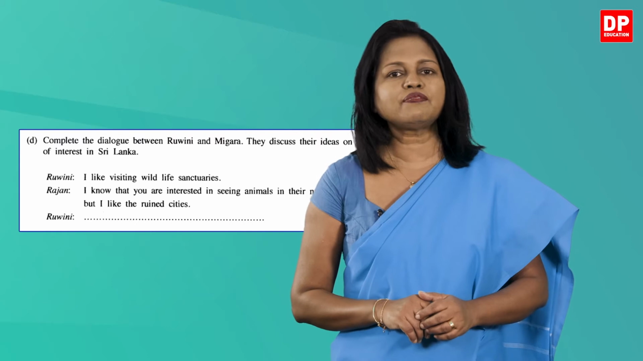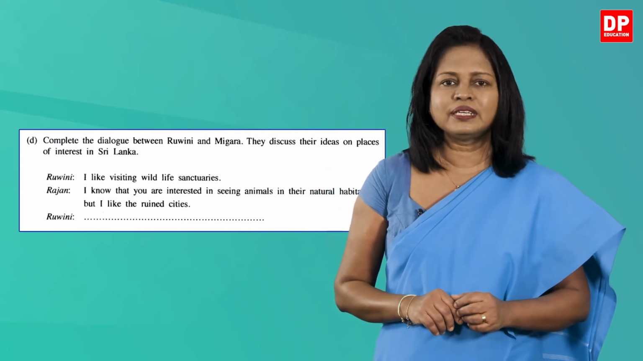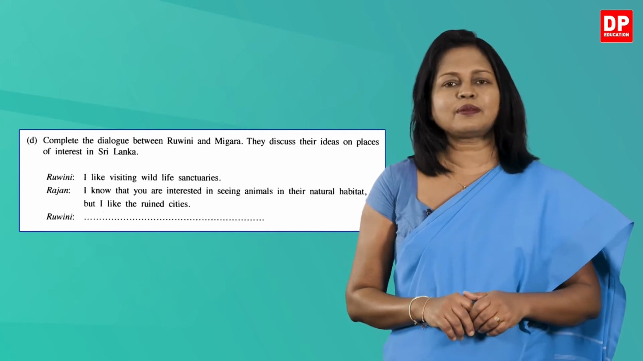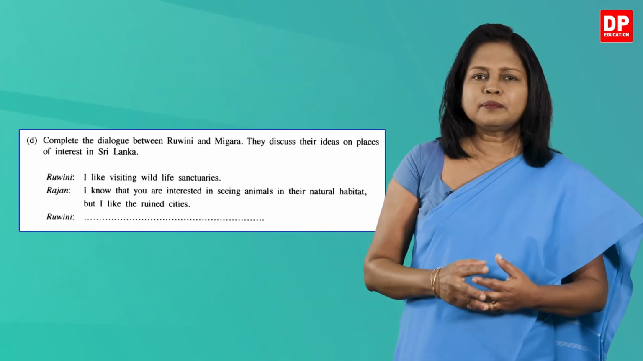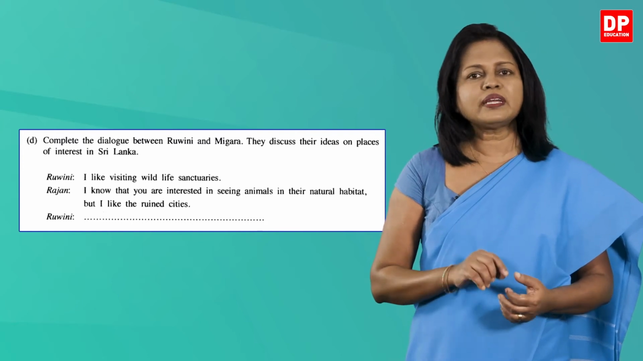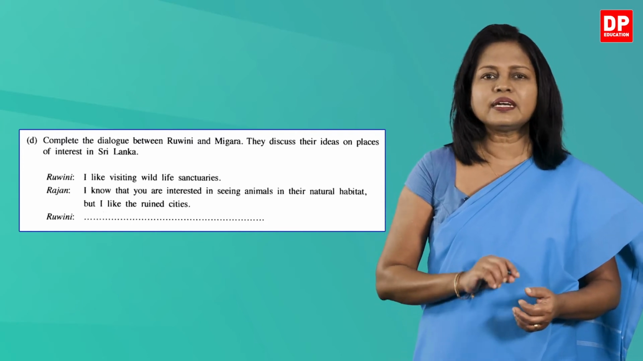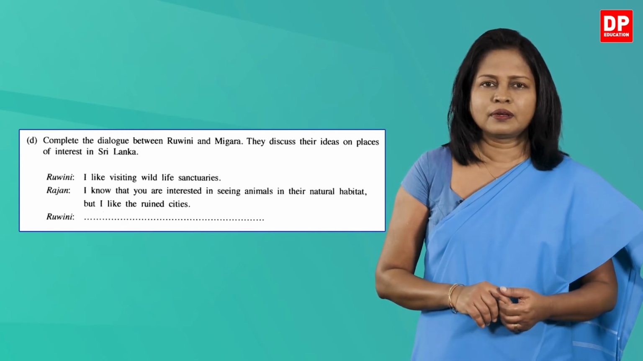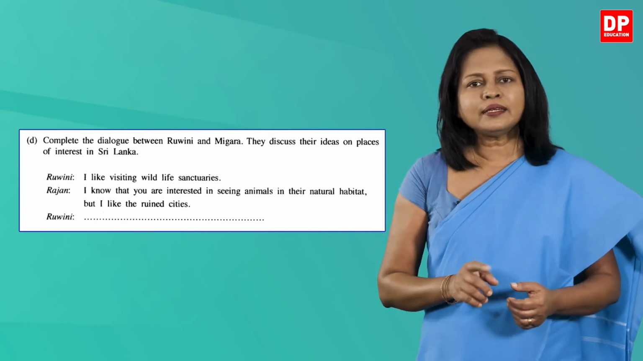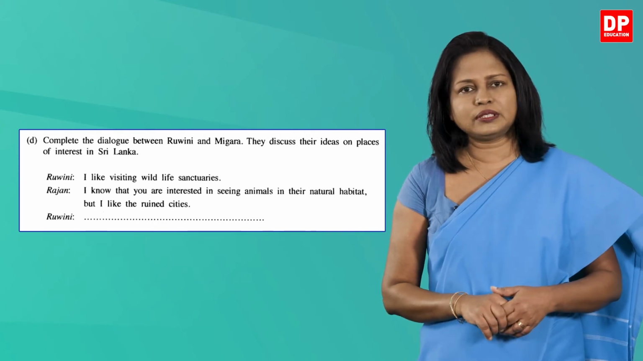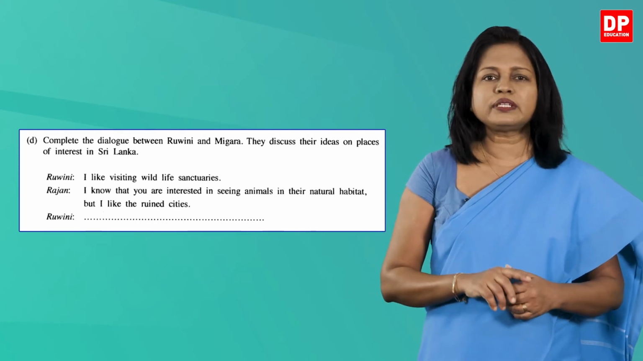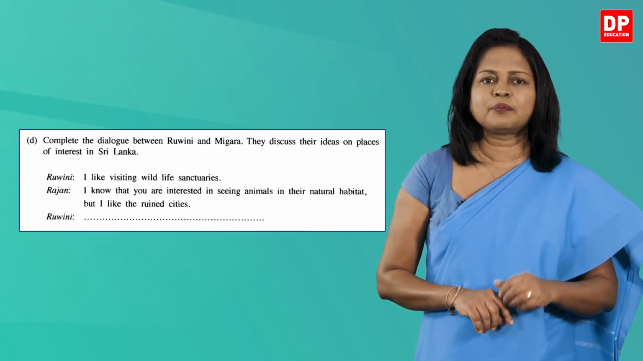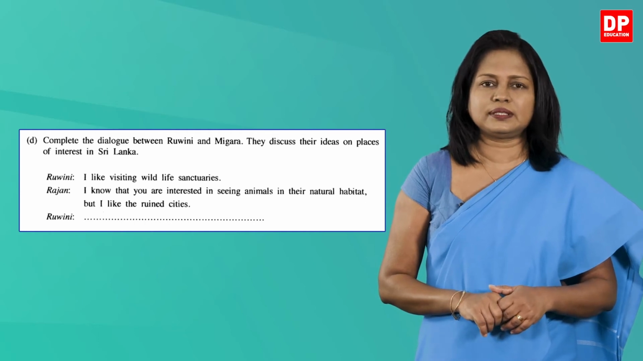As our lesson today focuses on writing dialogues, let's pay attention only to that part. Let's read that part together. Complete the dialogue between Ruvini and Migara. They discuss their ideas on places of interest in Sri Lanka. Ruvini: I like visiting wildlife sanctuaries. Rajan: I know that you are interested in seeing animals in their natural habitat, but I like the ruined cities.